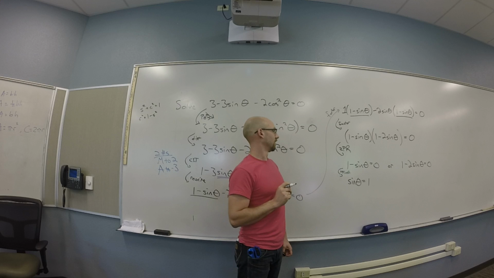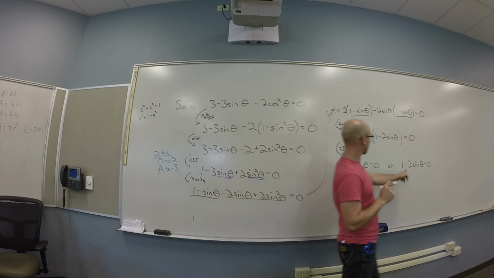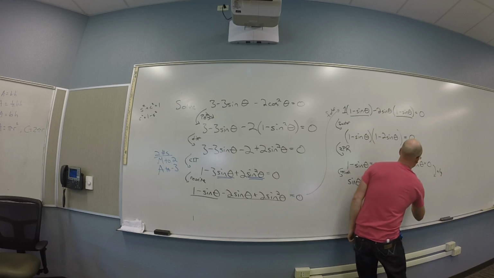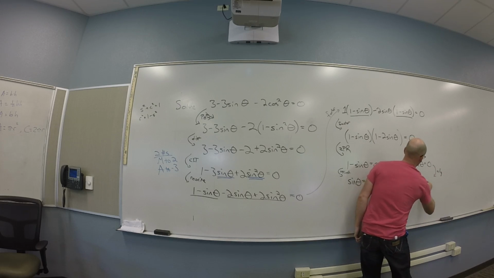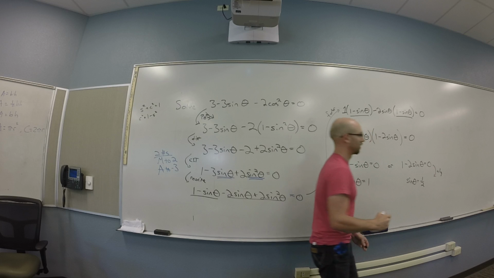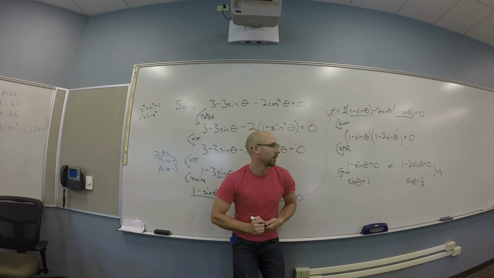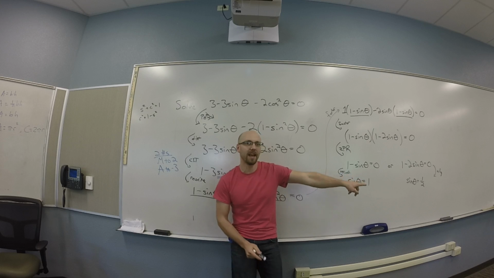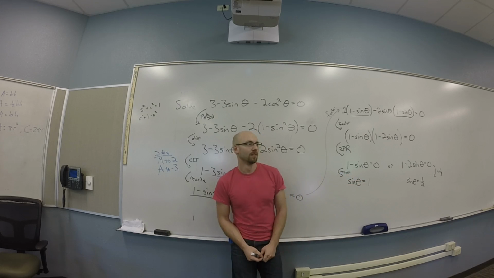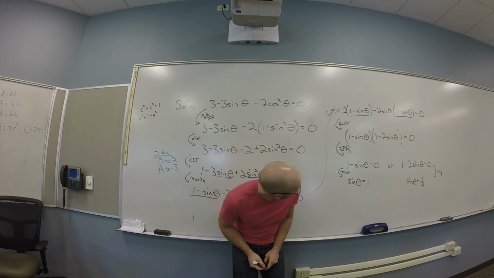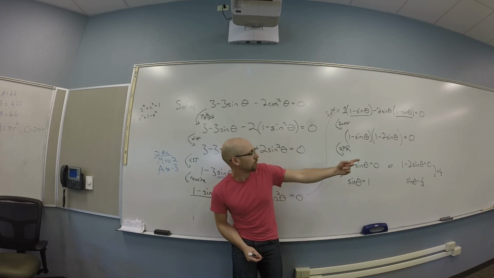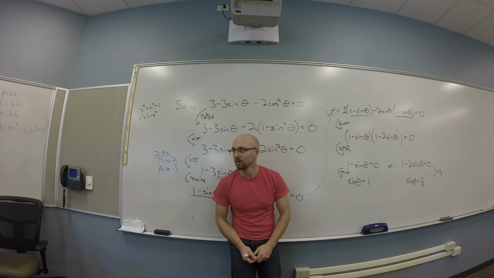And on this one, same algebra, that's easy: you get sine theta is 1/2. Now I need all the angles that have a sine of 1 or a sine of 1/2. Sine of 1 is just negative 1/2? No, negative sine: I subtracted 1 and then divided by negative 2.